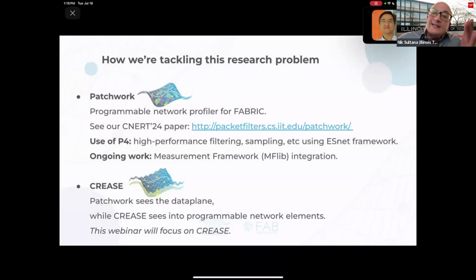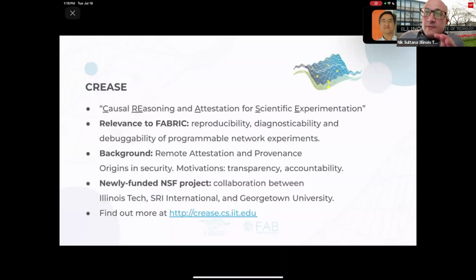So while Patchwork looks at the data plane, Crease looks into the programs, the programmable elements themselves, and they complement each other, right? The data plane provides you with the result on the network, whereas Crease looks at how that result is being computed. So Crease stands for Causal Reasoning and Attestation for Scientific Experimentation. And the relevance here, as I explained in the build-up, is we need debugging tools at scale that have as abstractions, as notions, as concepts, things that make sense at the network scale rather than at the individual fine granular element scale.